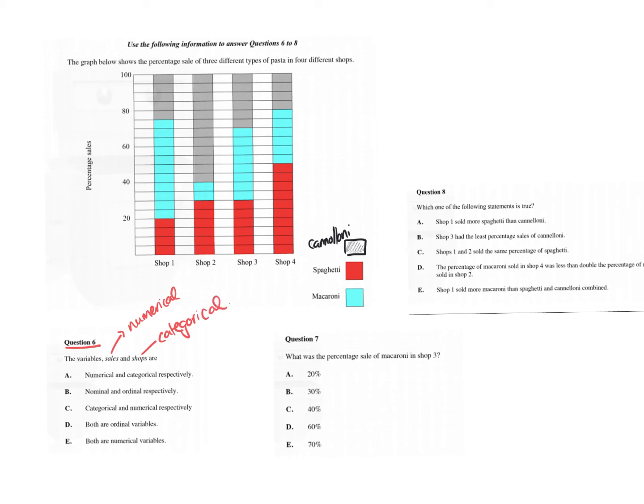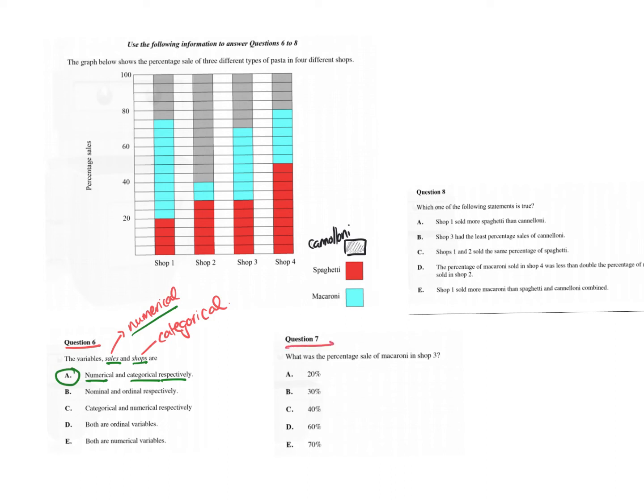So when it says numerical and categorical respectively, it means just whatever they listed first, they're saying in their answer. Because sales was mentioned first, numerical will be mentioned first, and shops was mentioned second, so that's categorical. So this is actually the answer. And if you look through the others, you can see why they're not right. I'll let you do that.